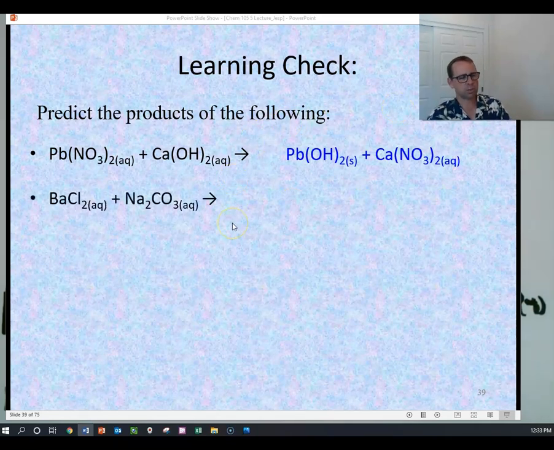Very good. How about this one? Is this one going to create a chemical reaction? And what are the products? What are the names of the reactants? Barium chloride. Barium chloride is what's reacting here. That's right. And what is it reacting with? Sodium carbonate. Very good. Barium chloride and sodium carbonate.